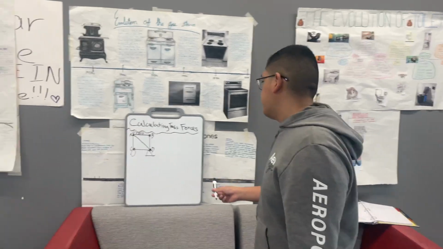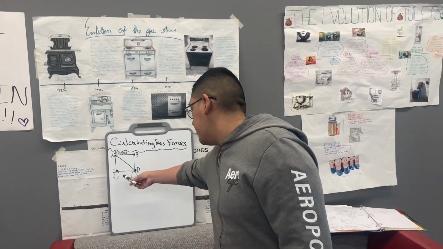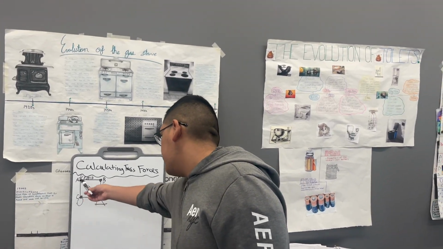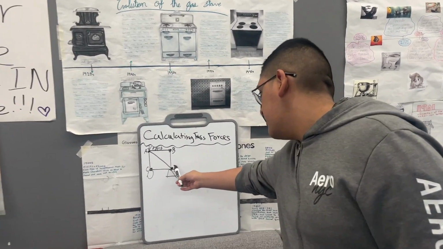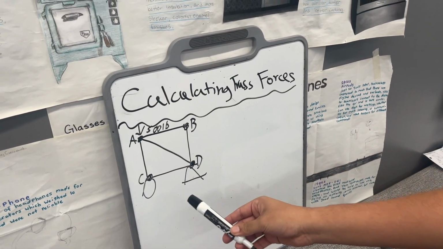My name is Sebastian, and today we'll be calculating truss forces. Here is our problem right here. Our members will be AB, BD, DC, AD, and AC.